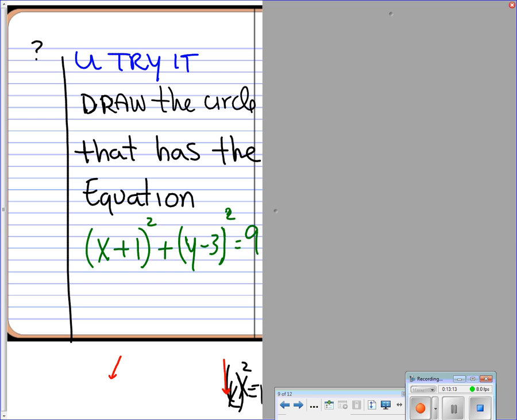All right, now it's time for you to do it on your own. Draw the circle that has the equation x plus 1 squared plus y minus 3 squared equals 9. Okay? Put me on pause, see what you can do.